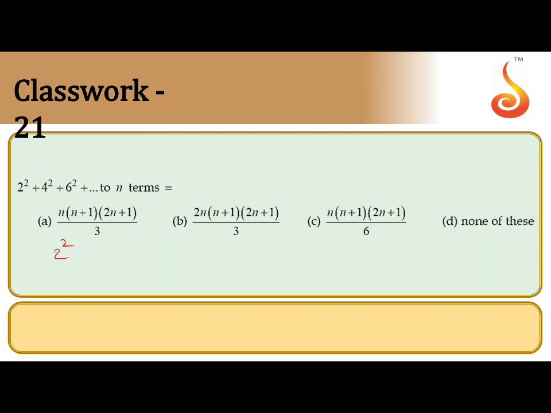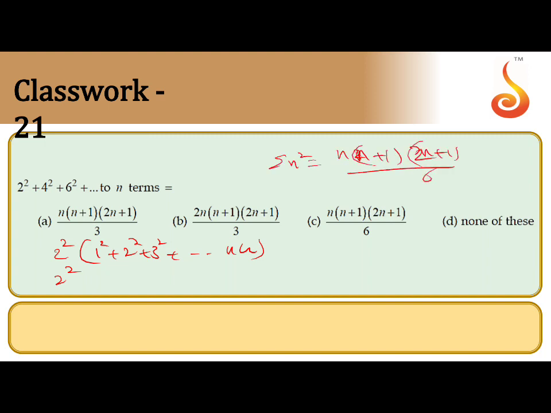You can take 2 square common from the series 1 square plus 2 square plus 3 square and so on up to n terms. This is nothing but the sum of the squares of natural numbers. We have a formula for sigma n square: n into n plus 1 into 2n plus 1 by 6. So inside the bracket is n into n plus 1 into 2n plus 1 by 6.